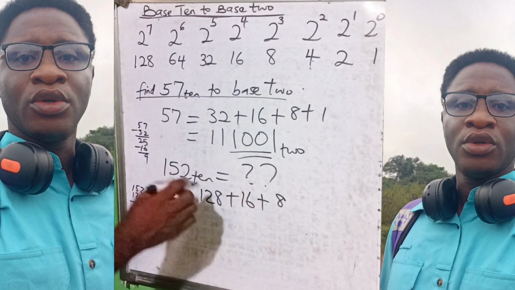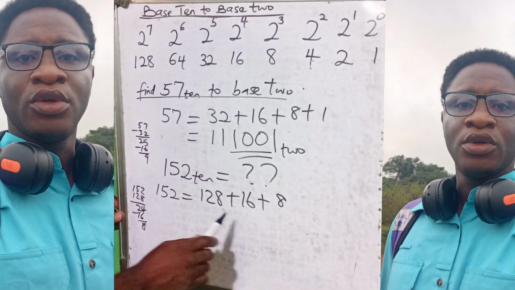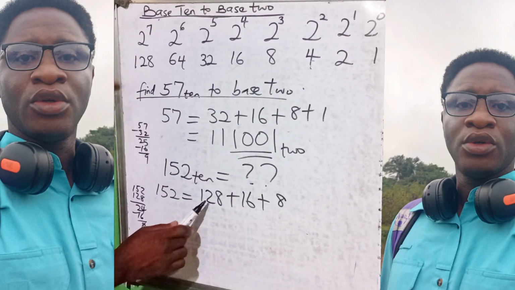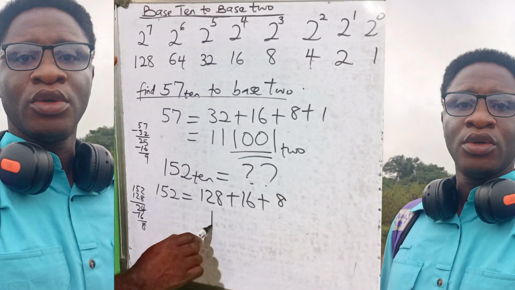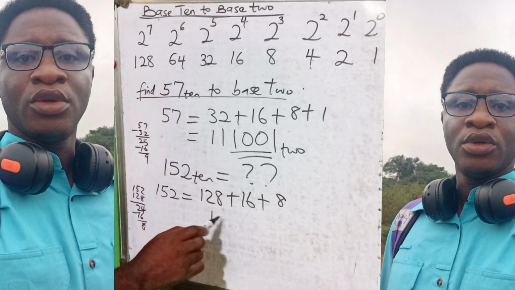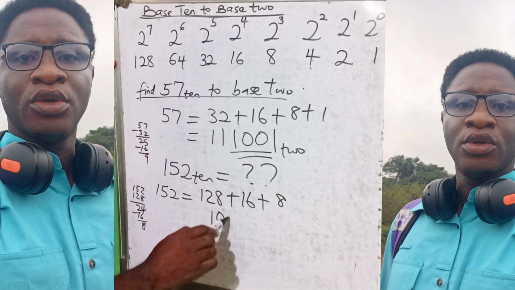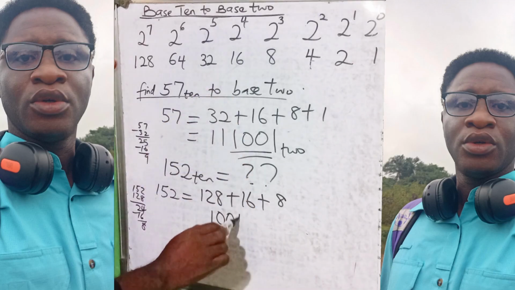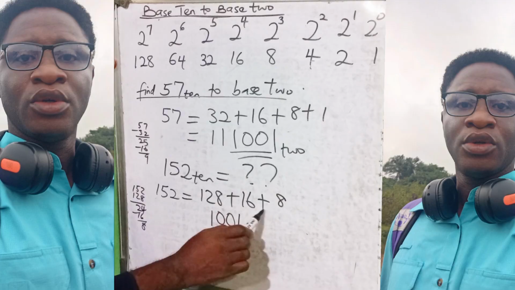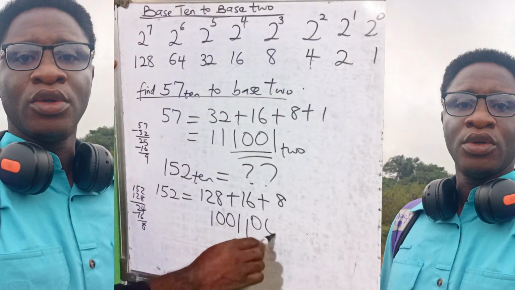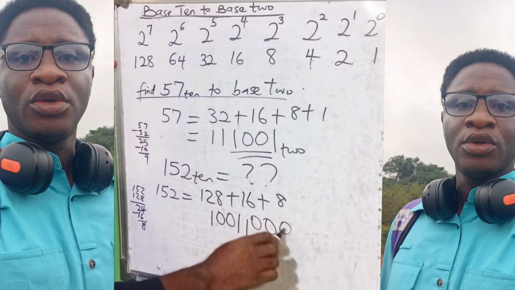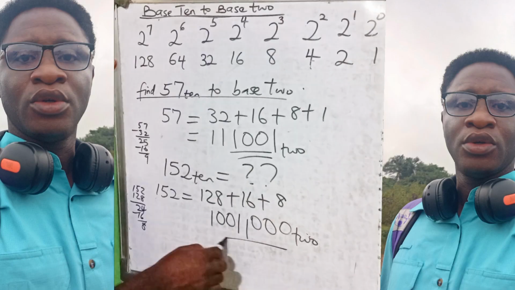They make 152 now. So when you get to 152, what you're going to do is just go to it. We have 128? Yes, we have 1. Write your 1. Do we have 64 there? No. Do you have 32? No. Do you have 16? Yes. Do you have 8? Yes. Do we have 4? No. Do we have 2? No. Do we have 1? No. So all these are base 2.